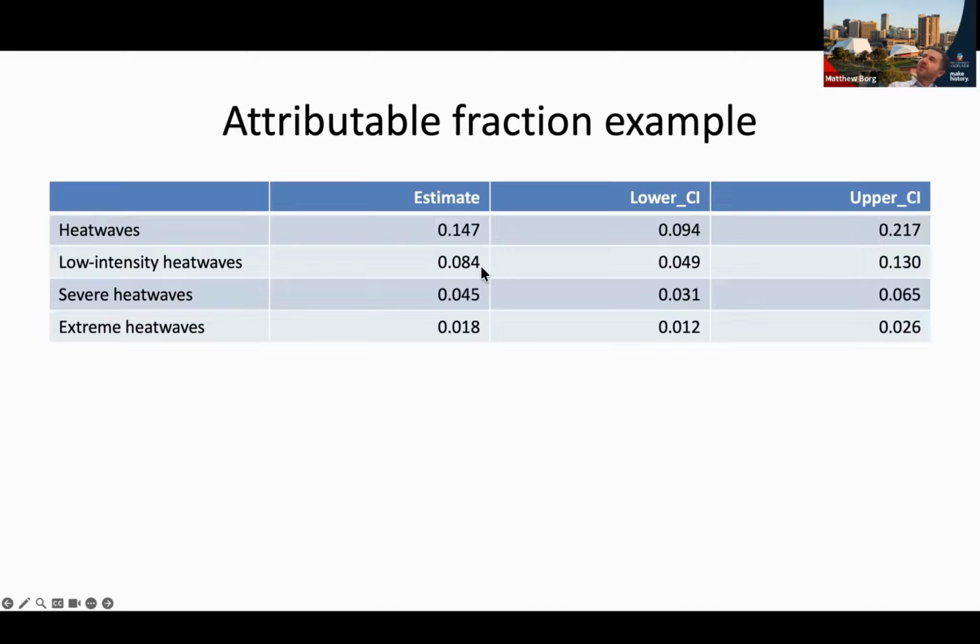You notice that the estimates tend to be lower when you subdivide to low intensity heat waves, and then even lower for severe heat waves and extreme heat waves. This is because, since it represents all the relative risk values that meet the criteria, you have a lot fewer days that meet the criteria for extreme heat waves, severe heat waves, and low intensity heat waves. So that means attributable fractions tend to be smaller. That's to say that only a small portion of injuries and illnesses are attributable to extreme heat waves because they are not common. They are quite rare. And as with low intensity heat waves, they're more common, so they represent a larger proportion.